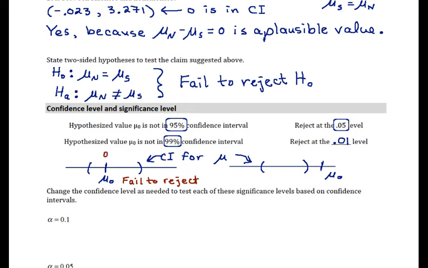That's what we saw above. 0 was the value in our case because we were looking at a difference of means. 0 is the value we were looking for. 0 was in the interval, and therefore the null hypothesis is plausible, and therefore we fail to reject. In this second case, mu naught represents our null hypothesis. It's outside of the interval of plausible values for mu. This is what it looks like when we reject.